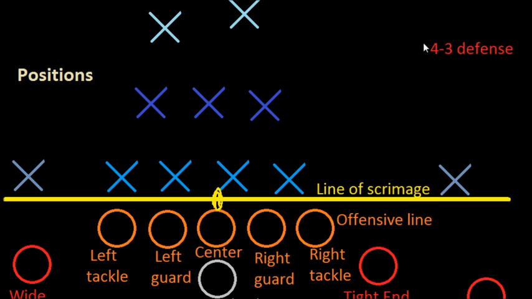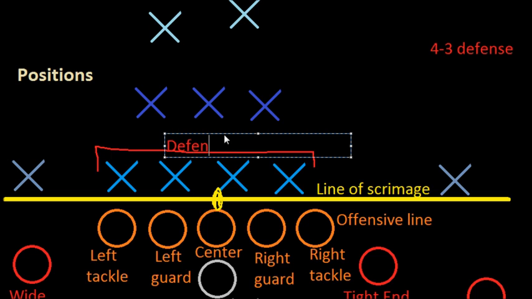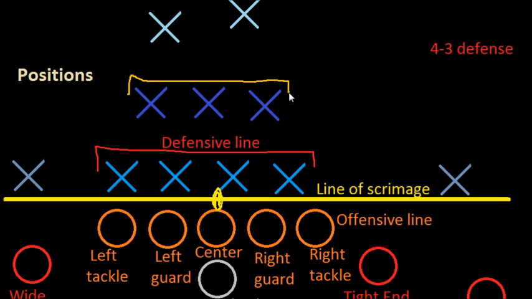The first number comes from the line. So these guys here, this is the defensive line. Right behind, as you can see, there's 4 guys, so that's where we get the 4. And then there's 3 guys behind them. And if you guessed this is where the 3 comes from, you would be correct. So 4 defensive linemen, 3 linebackers, because they are behind the line. So these are the linebackers.